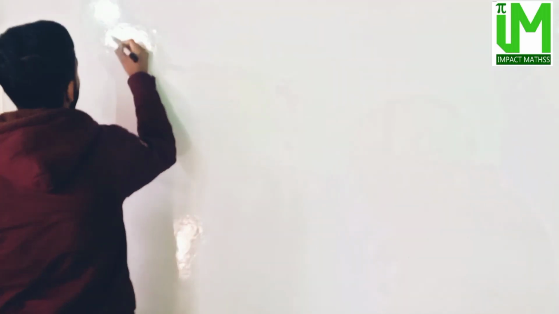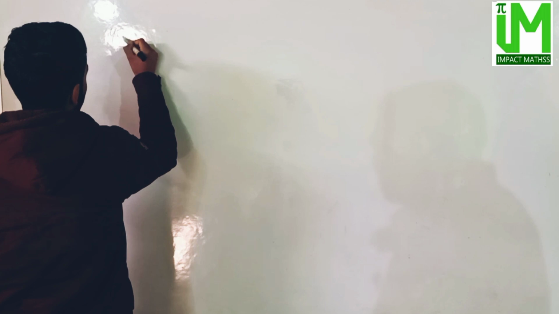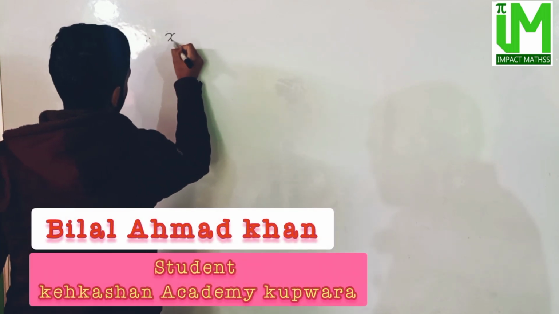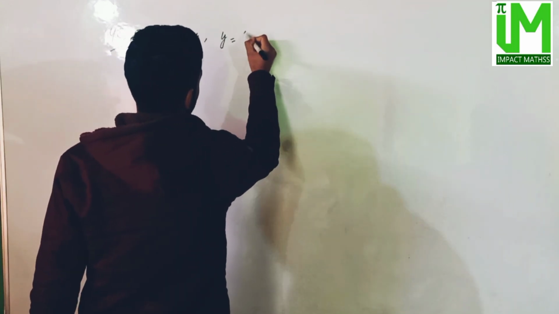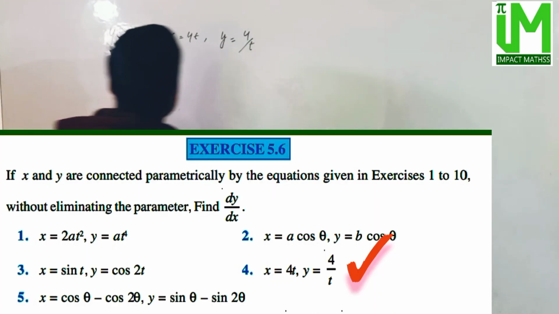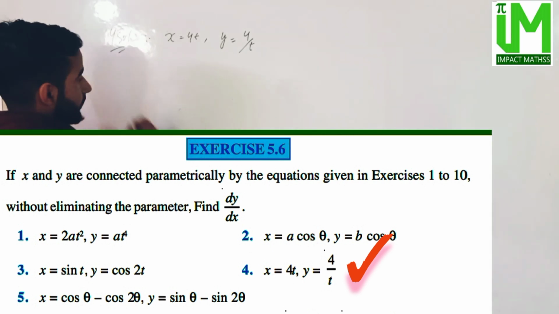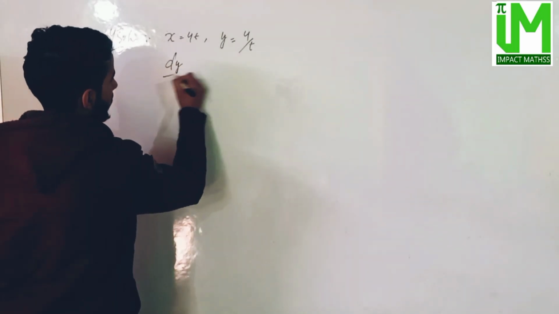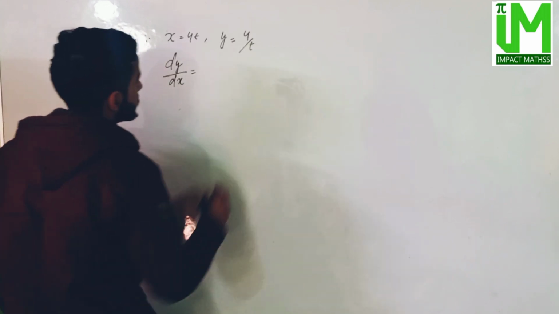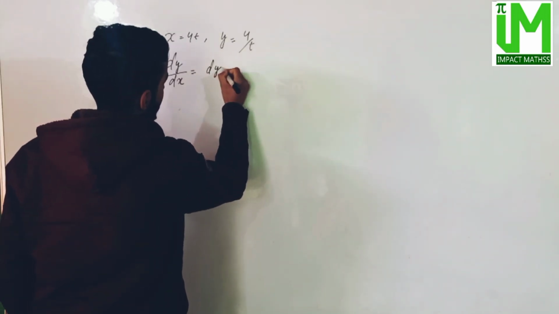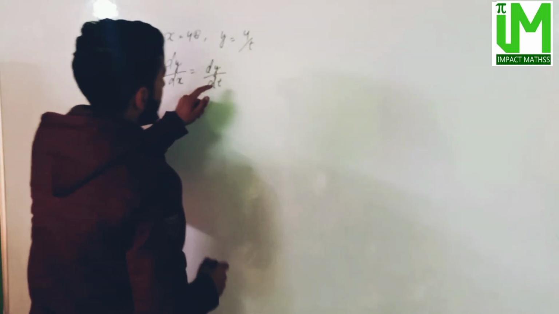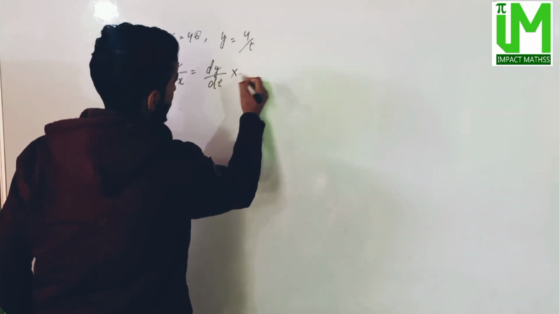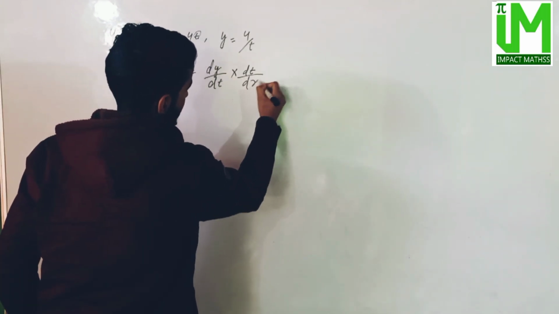Write the question, x is equal to 4t, y is equal to 4 divided by t. Well done. Here we know dy by dx is equal to dy by dt. What is the parameter here? It is t, therefore here dy by dt into dt by dx will come.